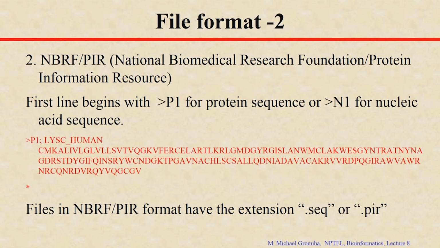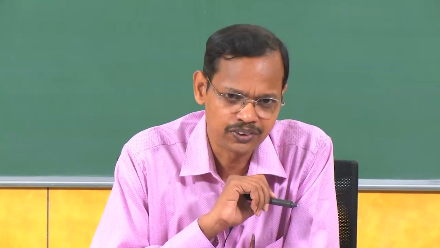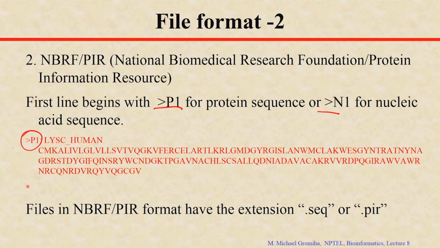Then this is another format, the NBRF, National Biomedical Research Foundation, or Protein Information Resource. In several cases even now they use the PIR format. So, what is a PIR format? It begins with a greater-than symbol and P1. P1 is for a protein sequence and N is for a nucleic acid sequence. Here, this is for the protein sequence, followed by the sequence, and it ends with a star, which means this is one complete sequence. This is the format used in PIR. These files have the extension .seq or .pir, so the program will understand this is a sequence file or a PIR file.